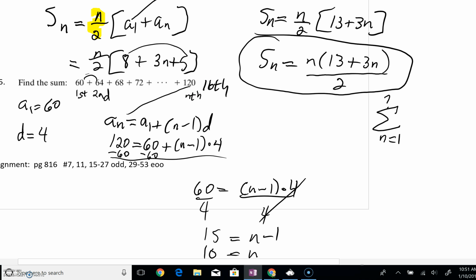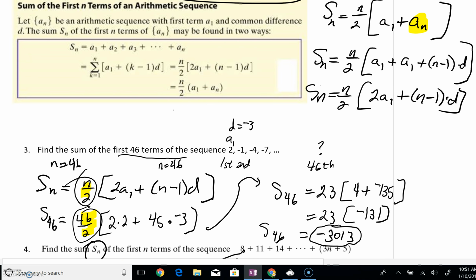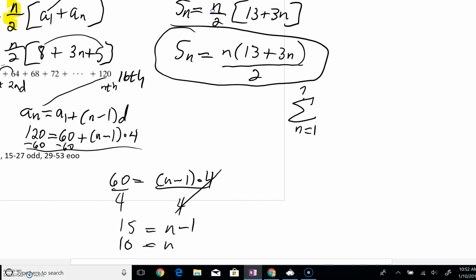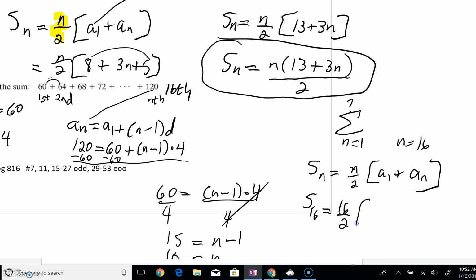Now, kids will say, why do you need that? Well, regardless of what formula I'm going to use, I've got to know what my n is, right? Here I know n is equal to 16. So let's use maybe Baby Gauss's formula here. We'll say it's n over 2 times a sub 1 plus a sub n. They're saying add up your 16 terms here. Here we go, 16 over 2. That's your n. N is 16. What's your first term? Well, we know it was 60. What's your last term? It's 120.